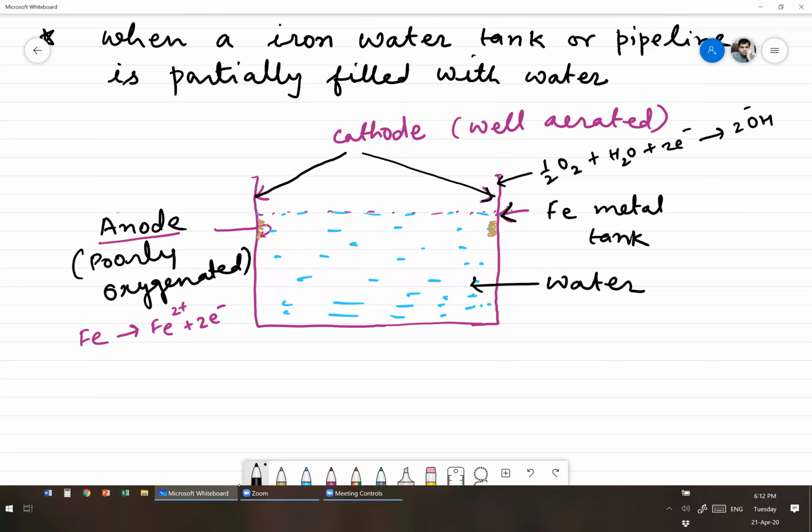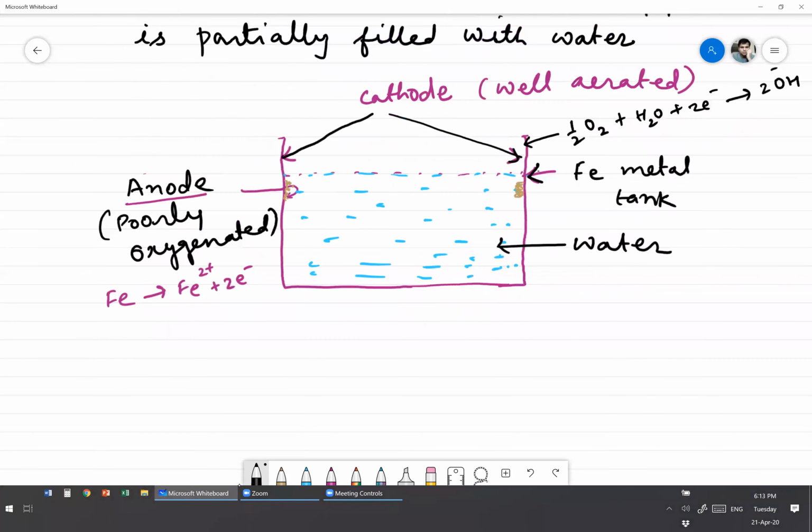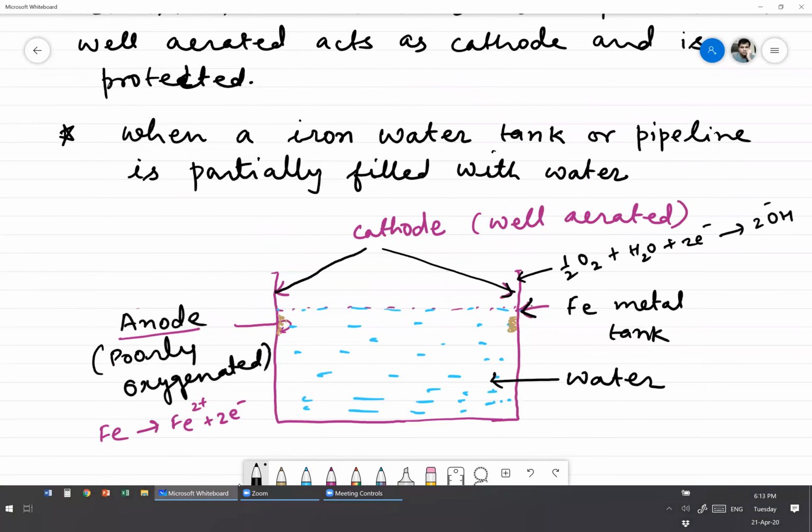The remaining part of the ship which is well aerated acts as cathode. Because of this water line corrosion, the lower bottom of the ship gets corroded easily. So how can we prevent it? By using some anti-fouling paints. This type of corrosion can be prevented. I hope it is clear.